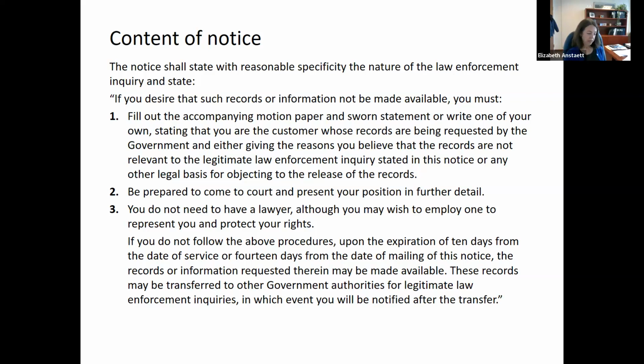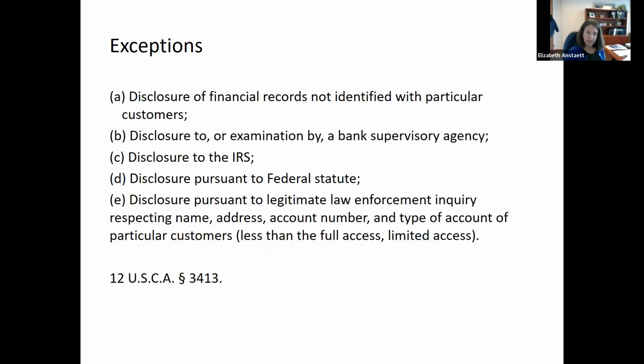And if you think about human nature, doing nothing is the path of least resistance. And so whatever is the default is what most people are going to do. Most people don't get this kind of a notice, hopefully, but if no action is taken, the records will be shared. Now, there are some exceptions that don't even require the notice.